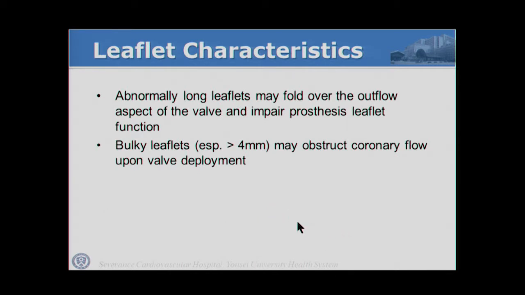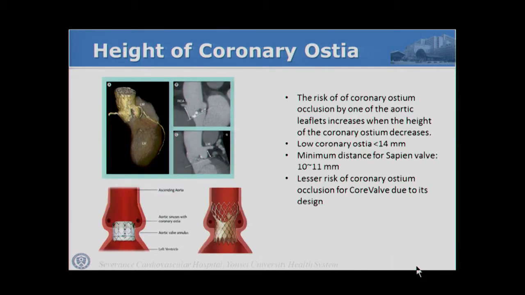And also, as I told you already, the leaflet characteristics are important. Long leaflets may fold over the outflow aspect of the valve and impair prosthesis leaflet function. And also bulky leaflets, especially when the mass has a size of more than 4 millimeter, can obstruct coronary flow upon valve deployment.